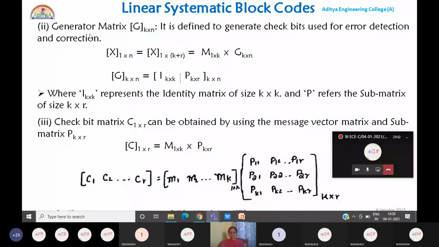Okay. So what is the need of generator matrix? It is used for the generation of check bits. How many check bits? R number of check bits. And these check bits are used for error detection and error correction. So generator matrix G of size k by n is equal to I k by k followed by P k by r. So please remember this. In the generator matrix, first you will get the identity matrix of size k by k followed by submatrix of size k by r. Please remember this format.